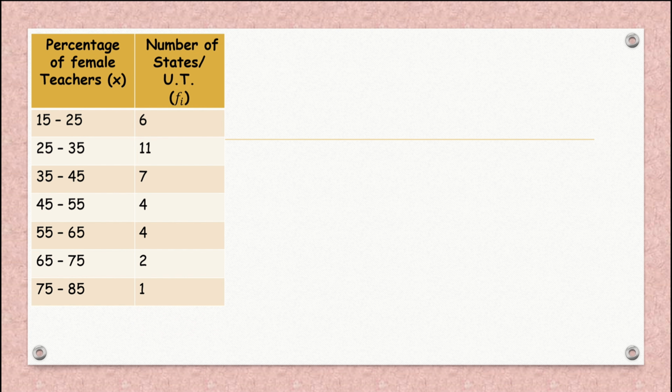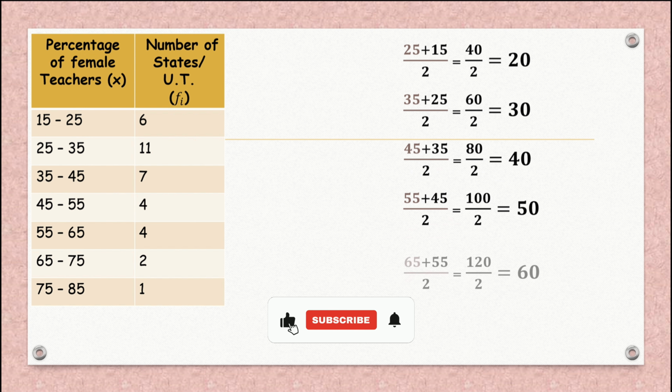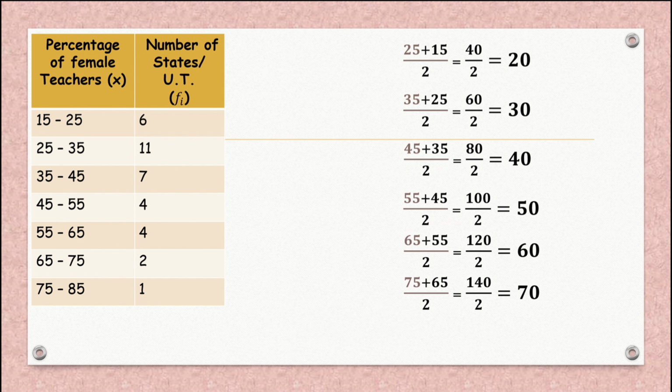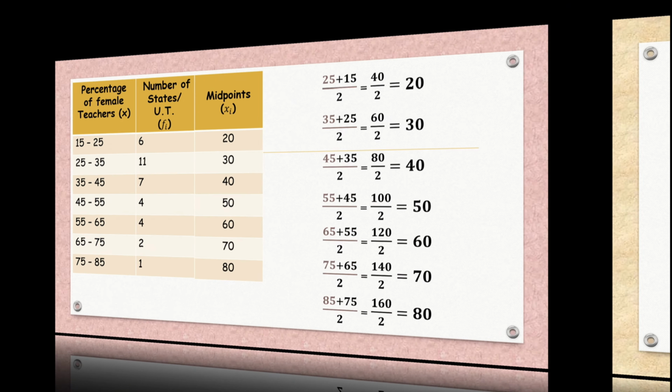Now, we need to find the midpoints for our third column. To find the midpoints, we use the formula upper limit plus lower limit divided by 2. So here we have 25 plus 15 divided by 2. That is 40 divided by 2, which is 20. 35 plus 25 by 2, 45 plus 35 by 2, 55 plus 45 by 2. Similarly, you can find the midpoints for the remaining class intervals. This will be our new column, that is xi. Now we have to choose an assumed mean from the xi column, that is from the midpoints. Here I have chosen the assumed mean as 50. a is equal to 50.